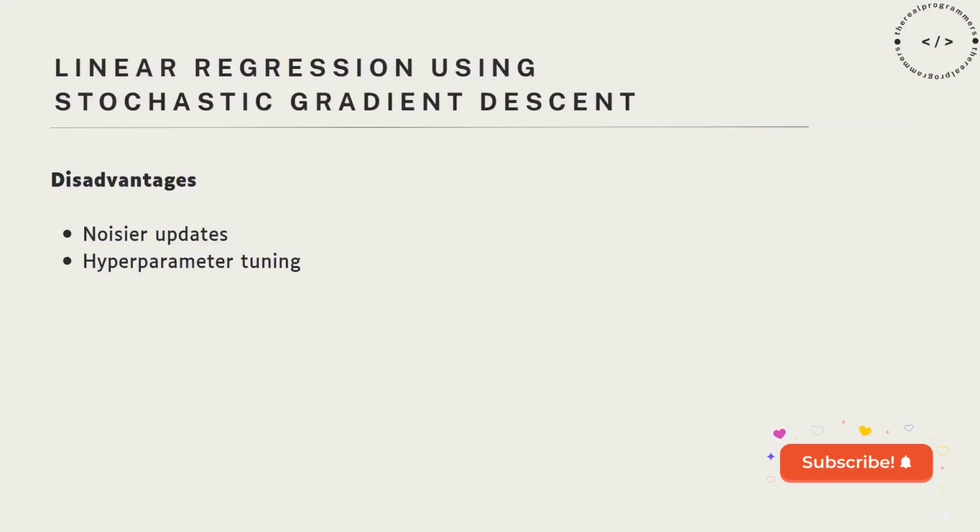There are some disadvantages of using stochastic gradient descent. We may see some noisier updates when using mini batches as compared to the full gradient, and it may potentially cause fluctuations during the training process. We may also require tuning the learning rate and the mini batch size, which can be challenging sometimes.